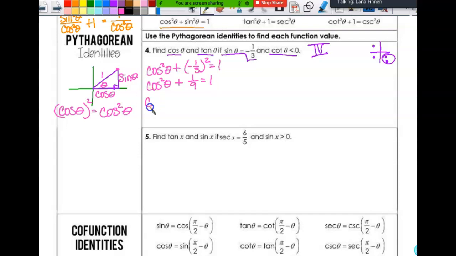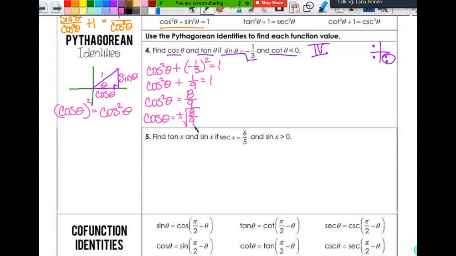What would that leave me with? Eight ninths. No, you're right. 8/9. Now, that's cosine squared. I don't care about cosine squared. I want cosine, so I take the square root. And that gives me cosine of theta equals plus or minus the square root of 8/9.